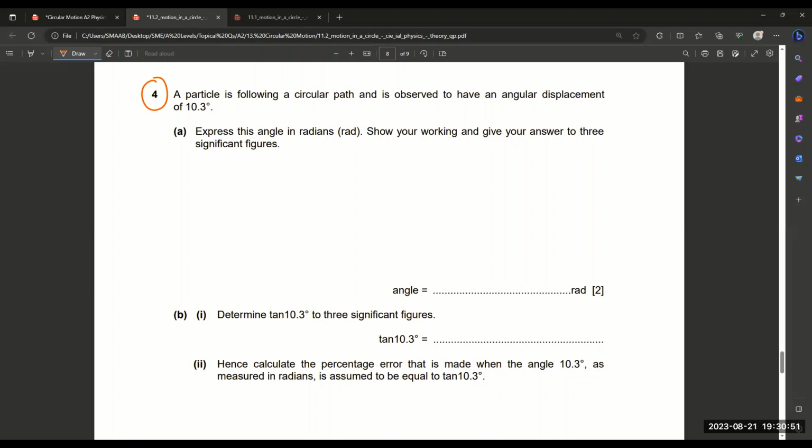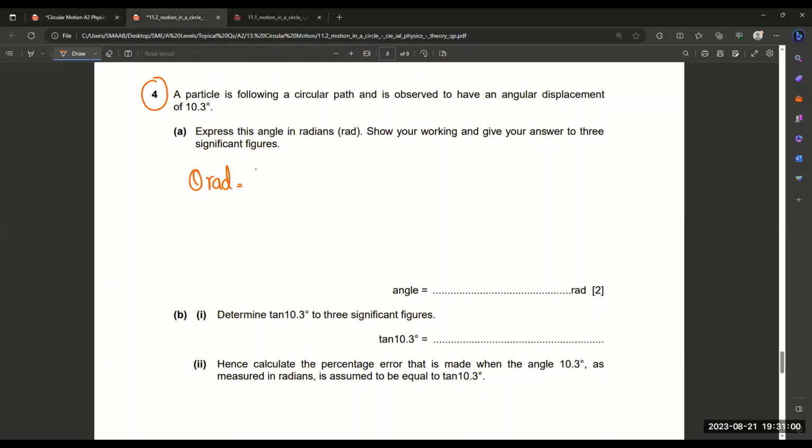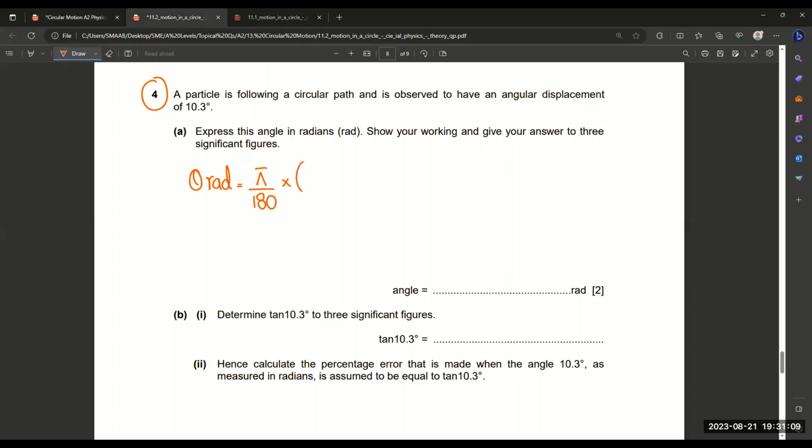So according to the formula, you can see that pi by 180 is multiplied by the given theta, that is 10.3. So you can find, you are getting 0.17. So that is your answer, 0.17.